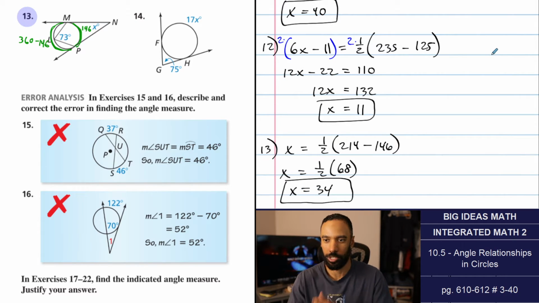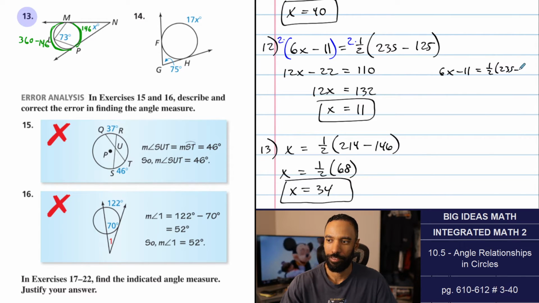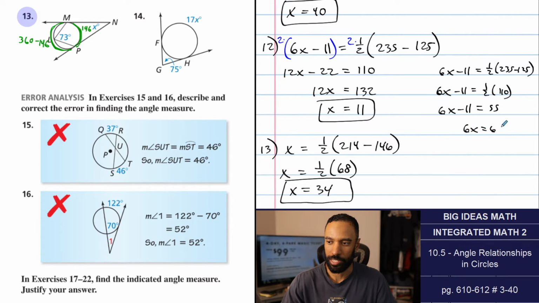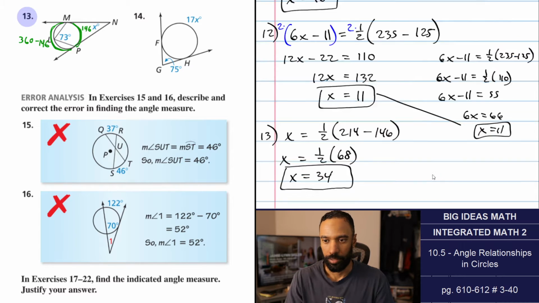So what I probably would have done for this problem instead of multiplying by 2, 6x minus 11 equals 1/2 of 235 minus 125. I would have kept the 1/2 there. 6x minus 11 equals half of 110, and half of 110 is 55. Now I gotta sneeze again. I feel like 6x is 66 and x is 11. So there was that other one as well, which we could have done. Let me pause here in case I got to sneeze. Okay, let's keep moving forward.